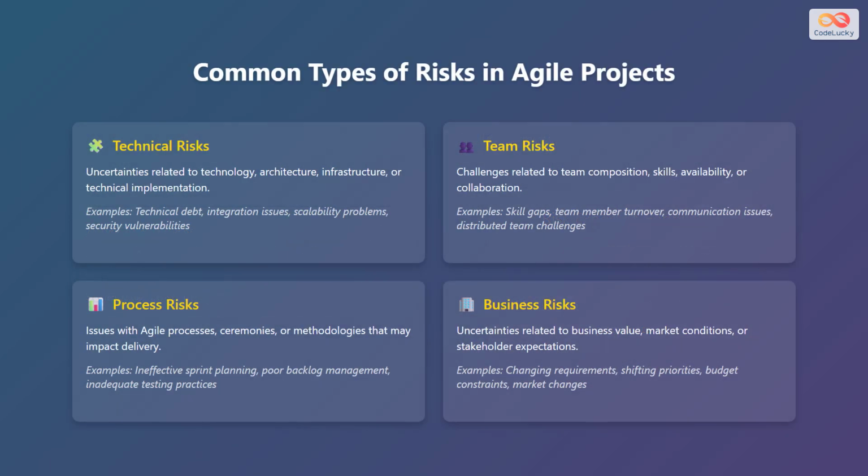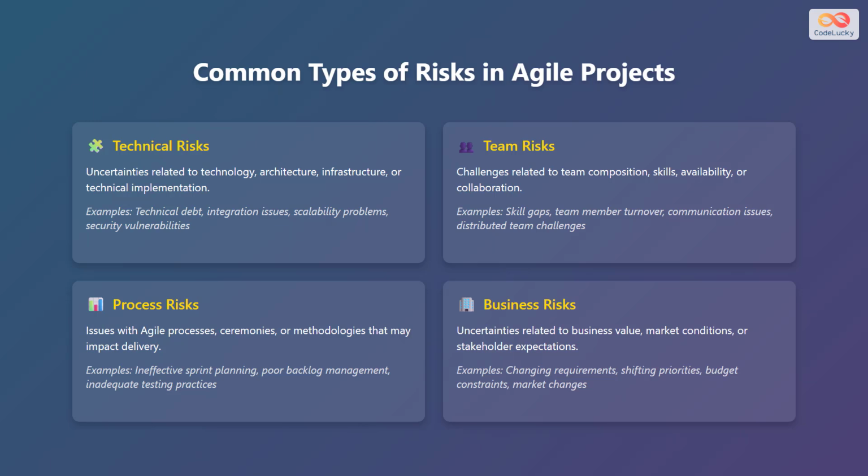There are several common types of risks in Agile projects. Technical risks refer to uncertainties related to technology, architecture, infrastructure, or technical implementation. Examples of technical risks include technical debt, integration issues, scalability problems, and security vulnerabilities. Team risks are challenges related to team composition, skills, availability, or collaboration. Examples of team risks include skill gaps, team member turnover, communication issues, and challenges with distributed teams.